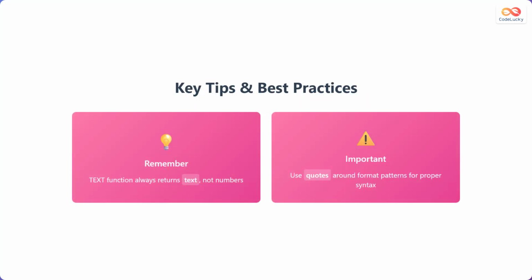Here are a couple of key tips to remember when using the TEXT function. First, the TEXT function always returns a text string, not a number. Even though it's formatting a number, the output is treated as text. Second, always use quotes around your format patterns to ensure the TEXT function interprets them correctly. Without quotes, Excel will not recognize the format and may return an error.